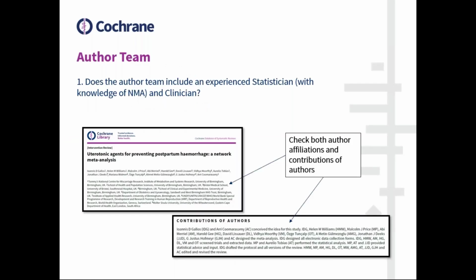So the first guiding question is regarding the author team. Does the author team include an experienced statistician with knowledge of network meta-analysis and a clinician? This can obviously be checked by looking at the author list, as you can see here, and also the affiliations and the contributions of authors. However, it may be difficult to know from just looking at this, especially experience with network meta-analysis. This may depend on the amount and the quality of reviews that those authors have previously published including network meta-analysis.